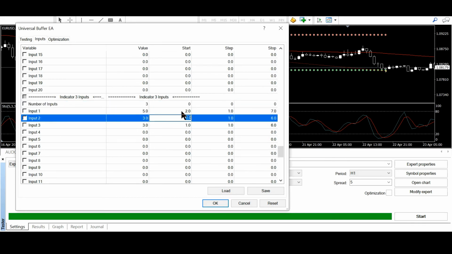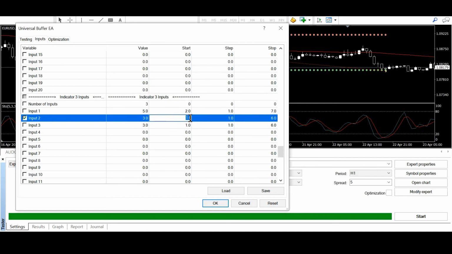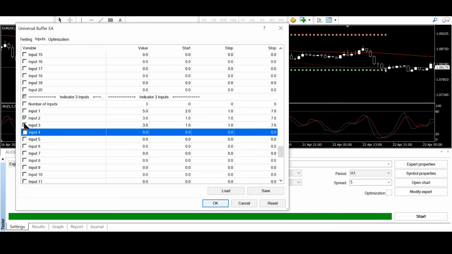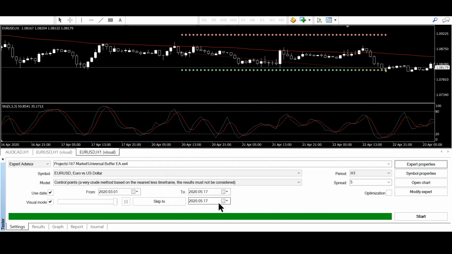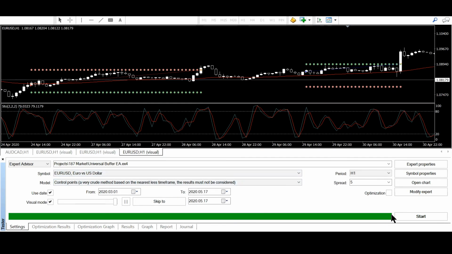Start can be 2, step 1 and 7, and here also 7 and 7, and select the inputs here, input 1, input 2 and input 3, so it will also optimize these 3 inputs, and select here optimization and press start. Okay, the optimization has ended now.